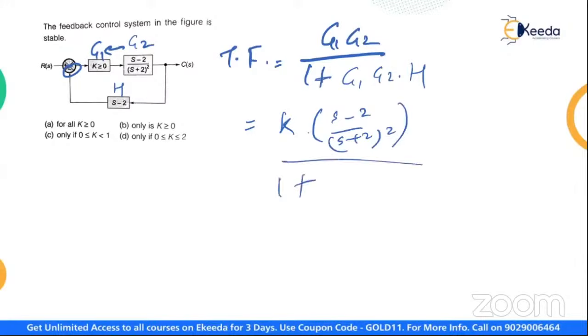1 plus G1, G2. What is G1? G1 is k into G2. What is G2, sir? S minus 2 upon S plus 2 the whole square. Correct or not? Multiplied by how much, sir? Multiplied by H. So what is H? H is nothing but S minus 2. Is it right? Is it fine? Correct?